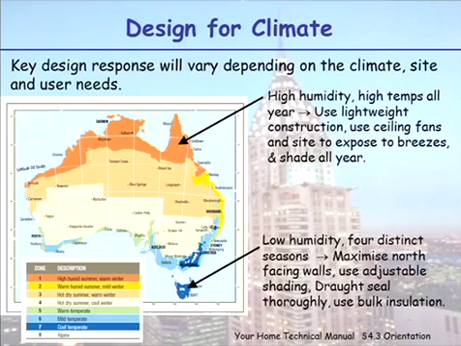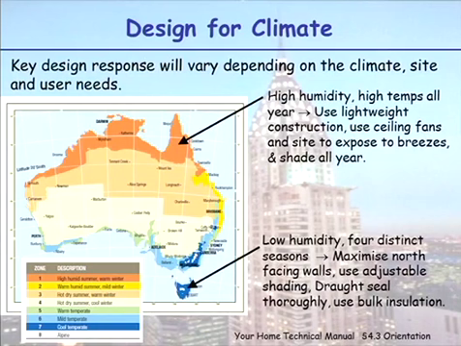So up here, up north, where it's hot all the time, there's also high humidity. So the construction up there is typically lightweight construction. It's timber construction. They use ceiling fans, they site the building to expose it to breezes, and they shade all year round. So they may have evergreen trees around their houses that shade all the time.